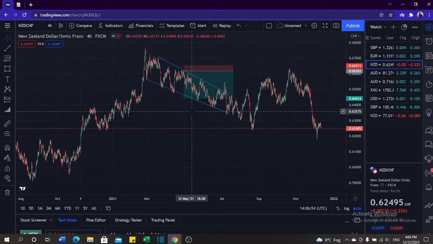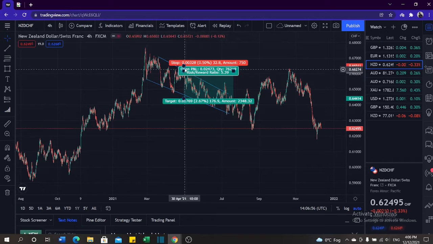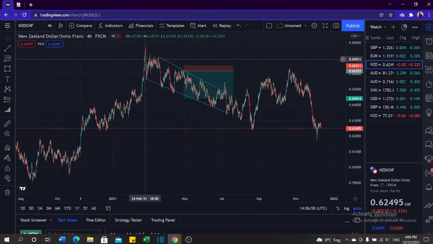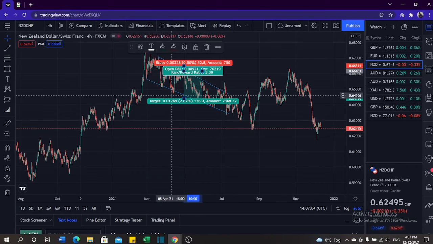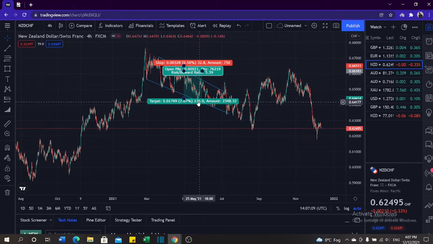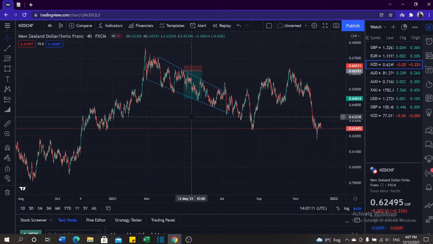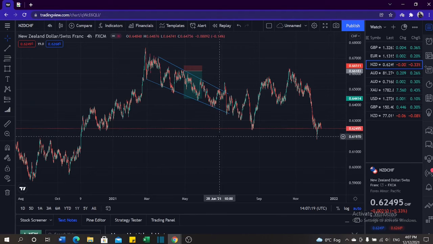So the price came and touched the trend line here. This was the second time and the third time. So I waited patiently for the price to calm down and touch the lower trend line. And on the lower trend line, price actually caught this place. This was the first time, the second time, the third time, the fourth time.